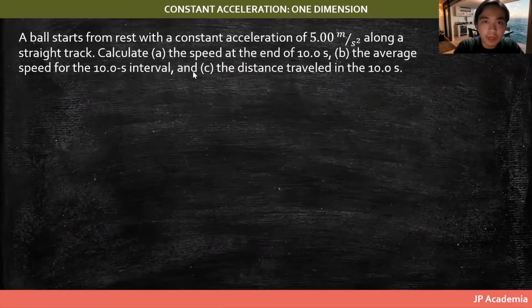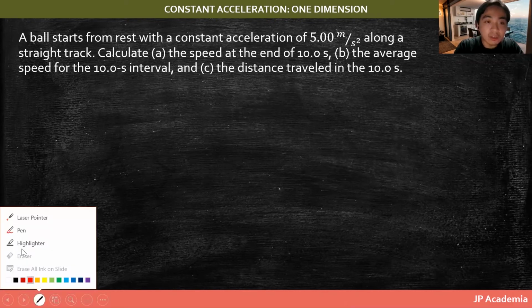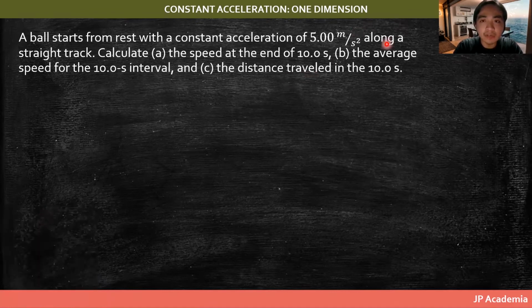Okay, so next problem, constant acceleration, one dimension. And ito yung problem. A ball starts from rest with a constant acceleration of 5 meters per second squared. So binigyan na tayo kaagad dyan ng acceleration value. And constant acceleration problem naman to. So madali na lang, given na binigay yan. So this is along a straight track. And first, calculate the speed at the end of 10 seconds.